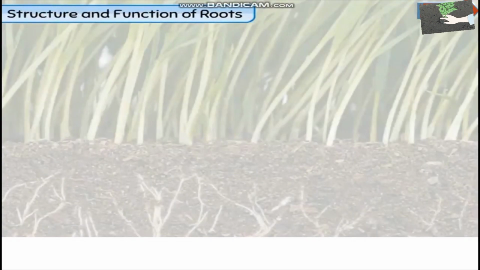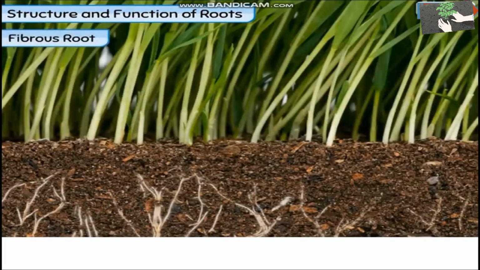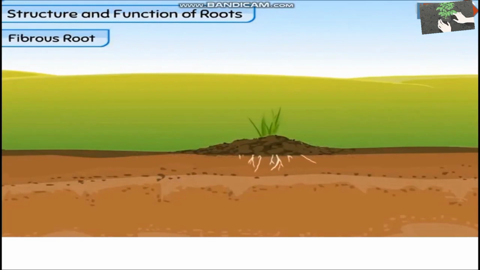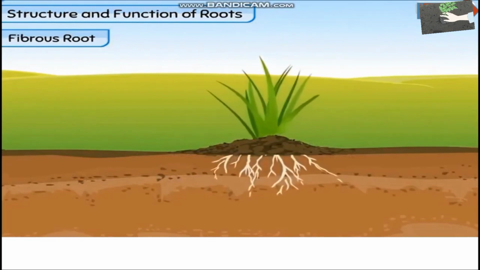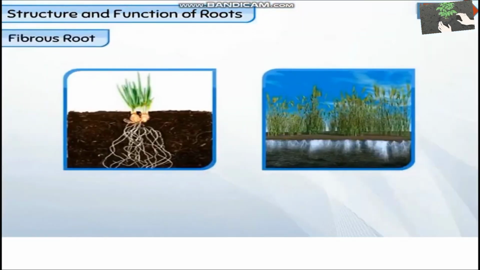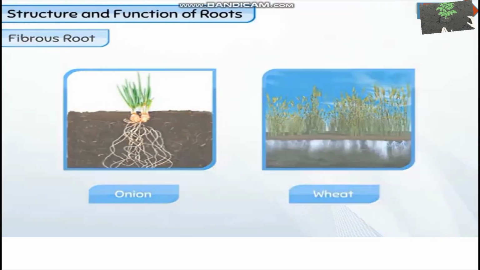The fibrous roots are seen in plants like grass, and in this type of root system almost equal roots, of the same size, grow from the base of the stem. These roots grow sideways in a bunch and don't go very deep in the soil. Some plants that have fibrous roots are onion and wheat.